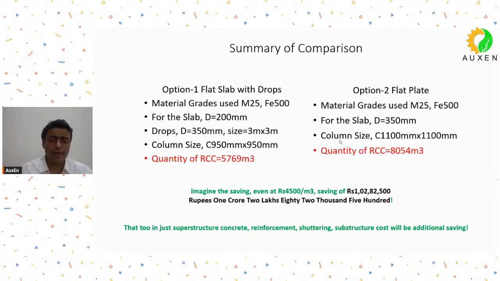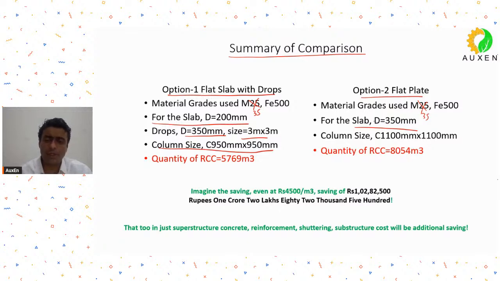If I can just compare to summarize, in option 1, flat slab with drops, I could manage with a 200 thick slab and 350 drops, 3 by 3 meters. Column size was 950 by 950. Compare it with your flat plate system: the overall thickness I required was 350, and that also will require some more punching reinforcement in the column. The column sizes themselves increased to 1100 by 1100 instead of 950 by 950.